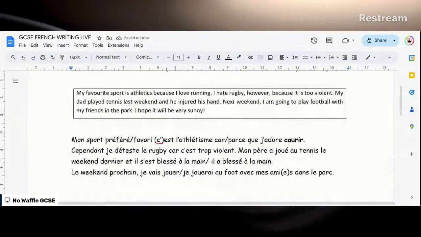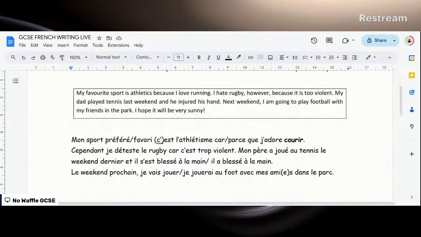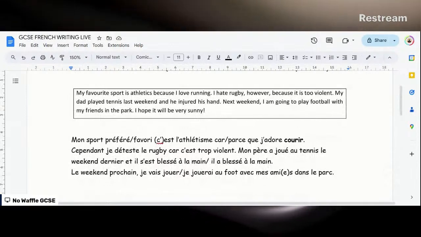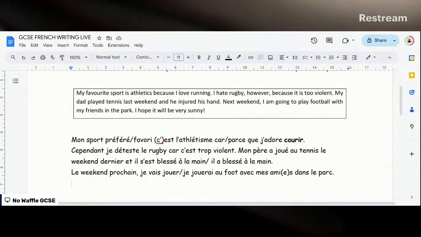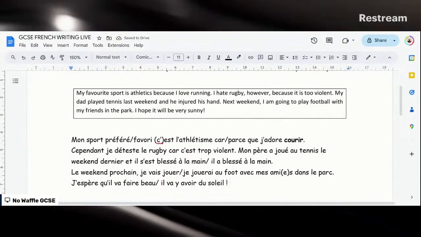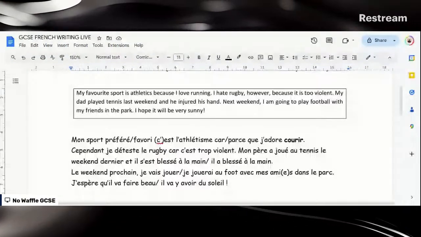Okay, and then I hope it will be very sunny, so that exclamative at the end. J'espère qu'il va faire beau, or il va y avoir du soleil. That's a more unused one of saying it. So it's normally the first one. J'espère qu'il va faire beau. So you've got the two different French tenses.